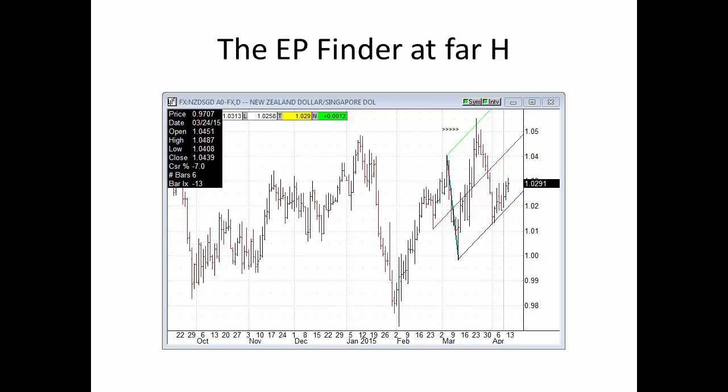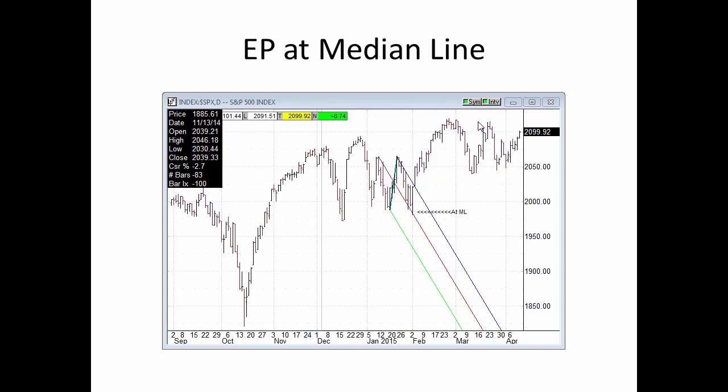Well, then we looked at some other things that we tested, and we found that what else is useful is that when you have this EP pattern, the prices stop at the far H, and that's kind of neat. So we did that, and we found that that was useful. The other thing we found was that when we have an EP pattern like in here, when it stops at the median line, that's kind of nifty too, because as you can see, we had a nice up move after that, right?